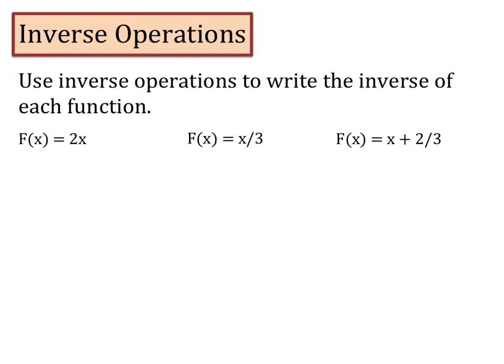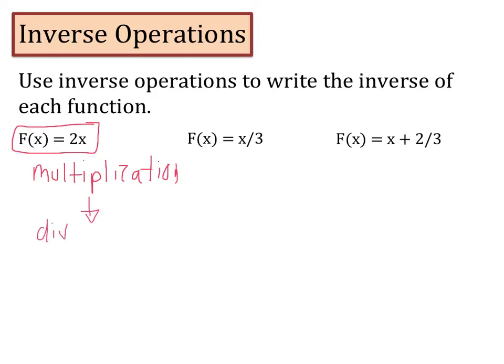So let's use some inverse operations to write the inverses of each function. Now, when we're writing the inverse to certain functions, we want to think about what's happening to the variable. So here, in this example, f of x equals 2x, the variable x is being multiplied by 2. So we know the inverse of multiplication is division. So in this first example, x is being multiplied by 2. So the inverse of that will be x being divided by 2.